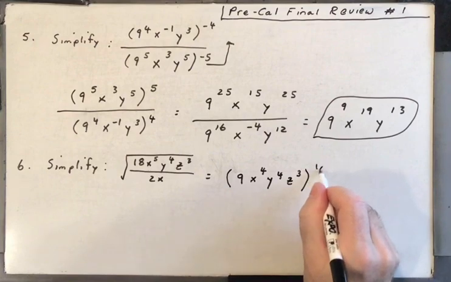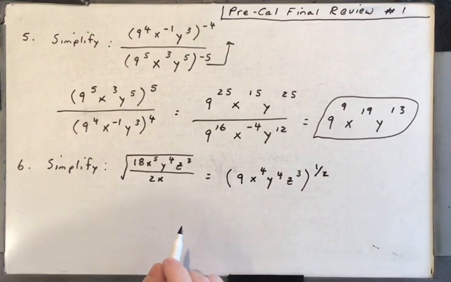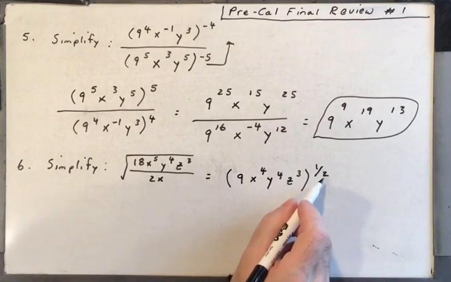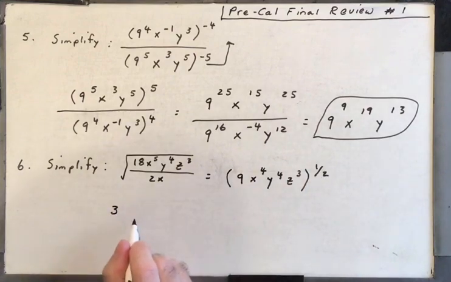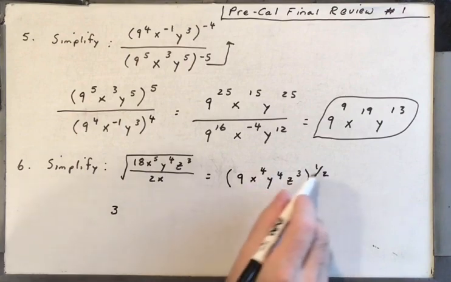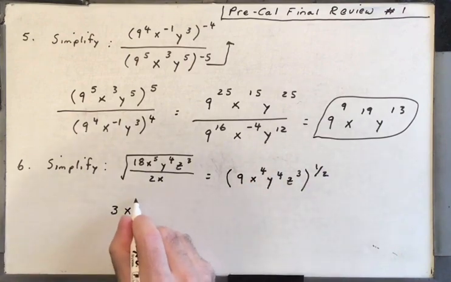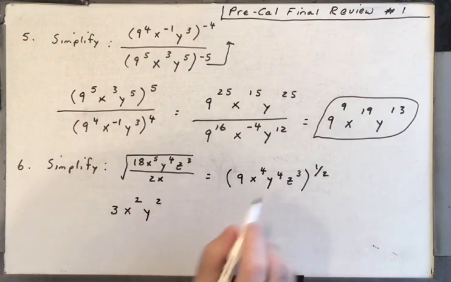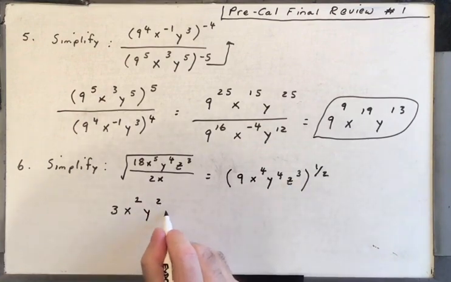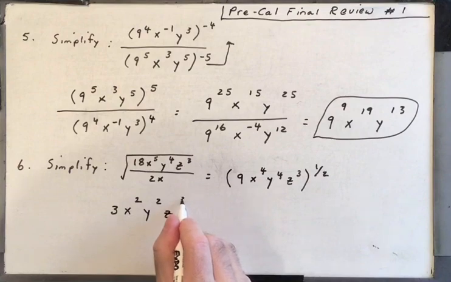Let's raise all that to the 1/2 power. So that's going to be 9 to the 1/2 power. The square root of 9 is just 3. X, 4 times 1/2 would be x squared. 4 times 1/2 would be y squared. And then z, just leave it as a fractional exponent.